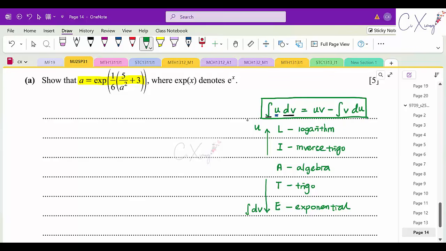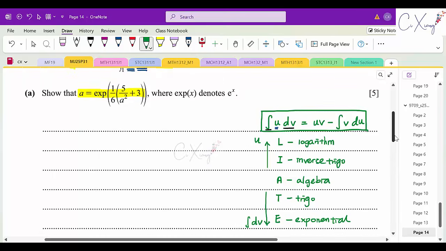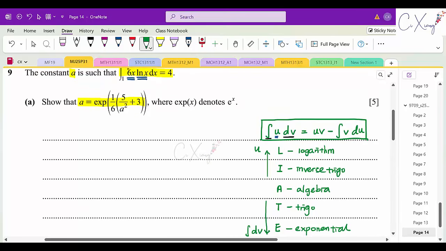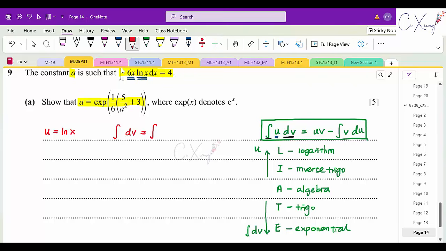So let's have a look at our question here. Okay, and what do we have? We are having 6x, which will be the algebra. Ln x will be the log. So very obvious, the higher group will be the u. So u equals ln x in our question here. Therefore, dv will be equal to 6x dx. So that's the first step, right? We have to decide which one is the u and which one is the dv first.